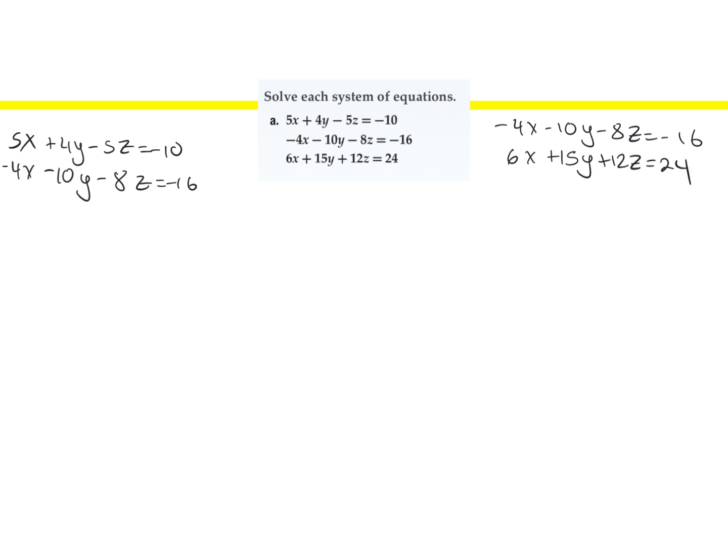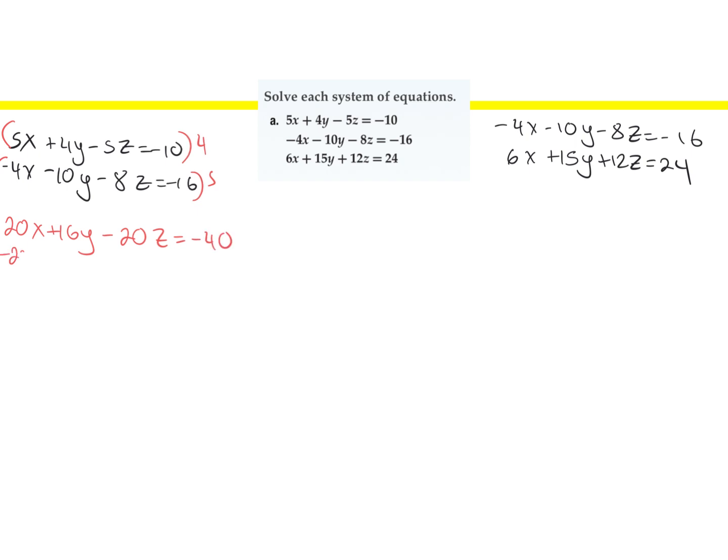All right, so I am going to decide what variable I want to get rid of. I am thinking I'm going to get rid of x, just because in both equations I have positives and negatives for the x. So what does that mean? I'm going to multiply the entire thing here by 4 and 5 for the bottom. So this will become 20x plus 16y minus 20z equals negative 40.